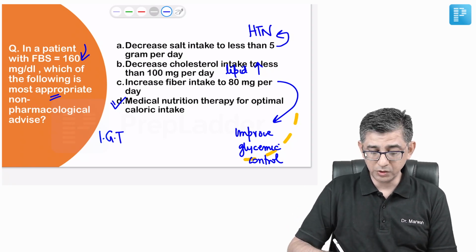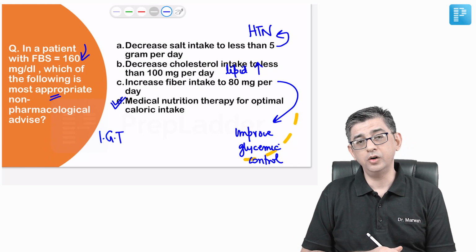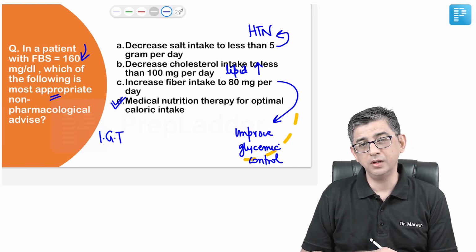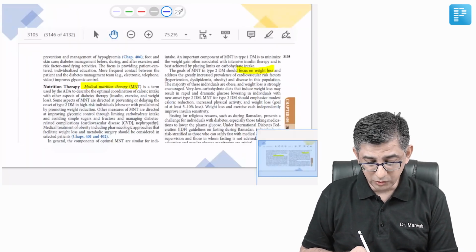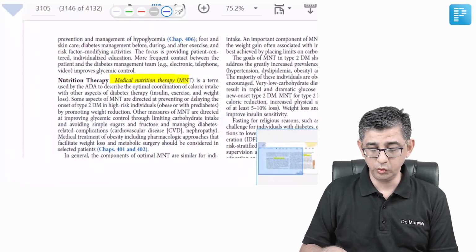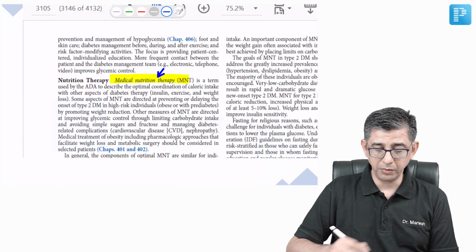The first and foremost thing in the patient would be diet control, followed by exercise, and the same thing that I've highlighted in the video. Diet control is what is asked for this question. I'll also give you the Harrison reference for the same. He used this word medical nutrition therapy.